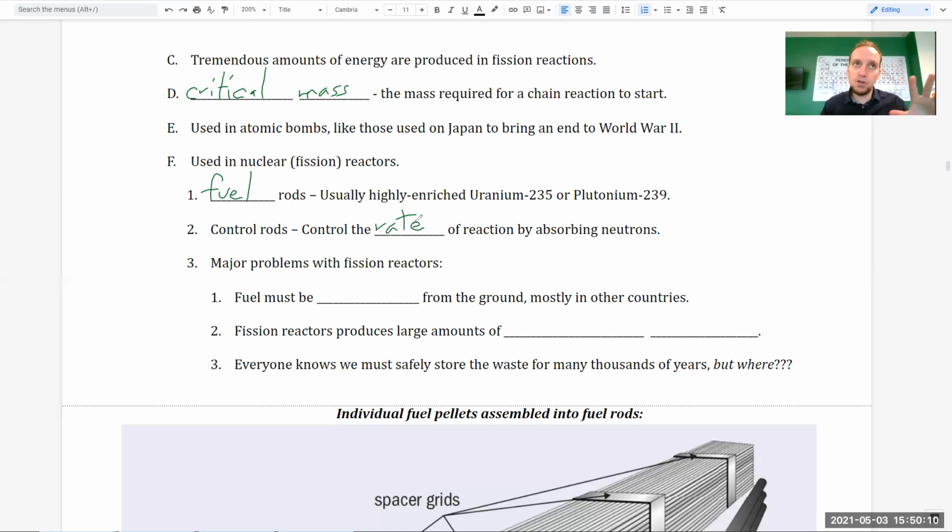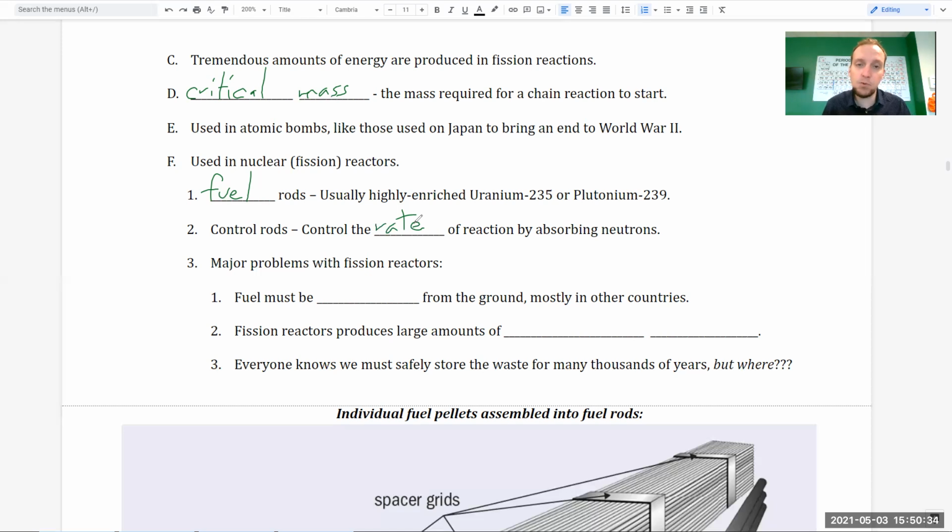So if the neutrons are being created and then going out and being multiplied and bombarding other nuclei, and we could insert a control rod into that reaction and absorb the neutrons, then that would in effect slow down the rate of reaction. Because if we could absorb neutrons, then they're not going to have the opportunity to bombard other nuclei and keep that chain reaction going.